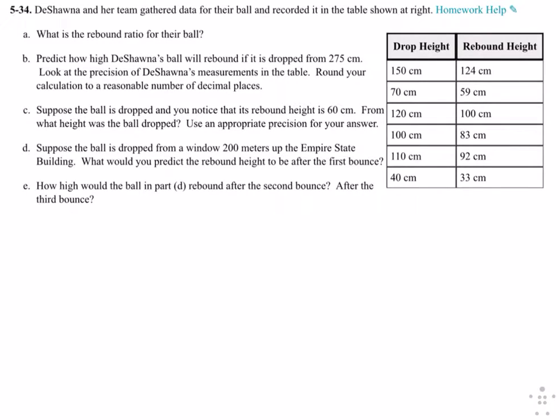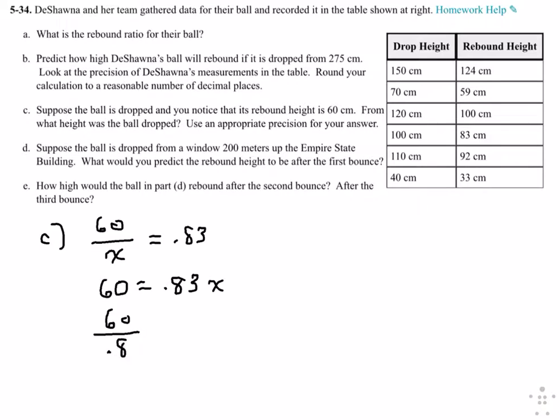Okay, let's make some space here. So C says suppose the ball is dropped and you notice that its rebound height is 60. So now they're giving us the height, right, of 60. And now they want to know where it was dropped from. And that is going to, again, equal 0.83. I could do it in two steps or one step, right? 60 equals 0.83 times X, if I multiply X by both sides, and then 60 divided by 0.83 equals X. So 60 divided by 0.83 comes out to be about 72. So for C, the original height was about 72 centimeters.